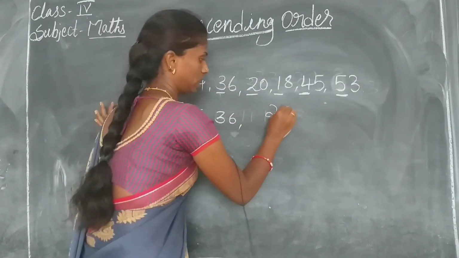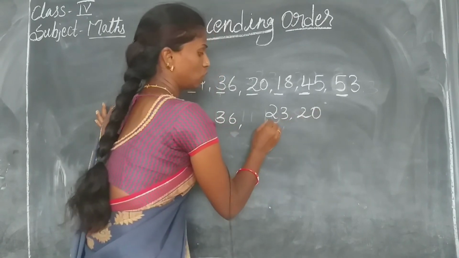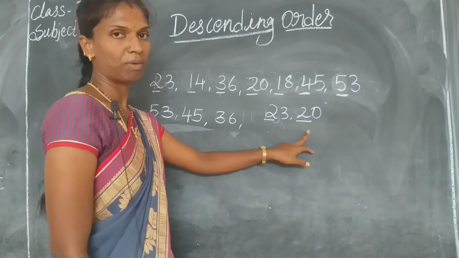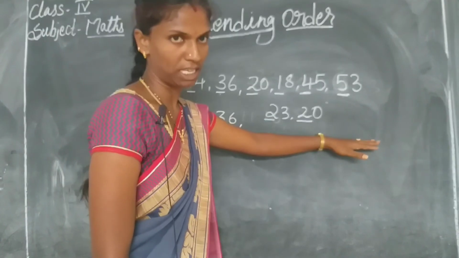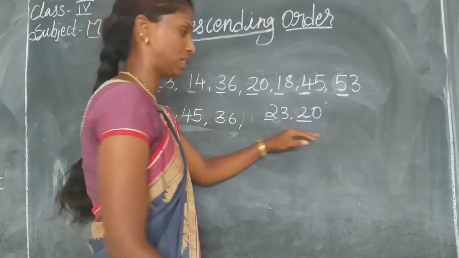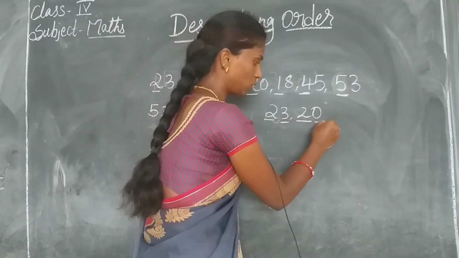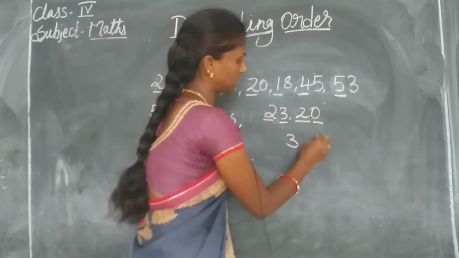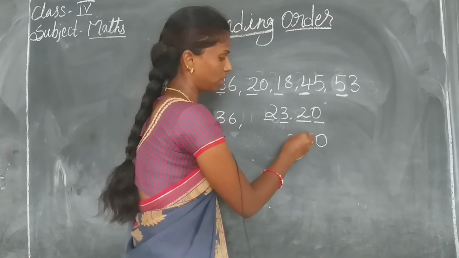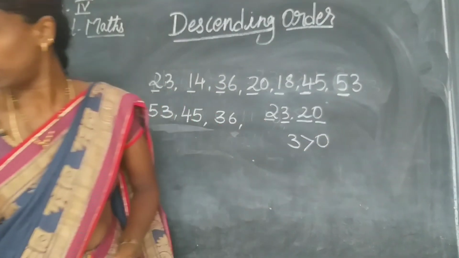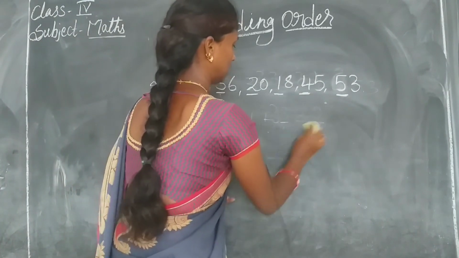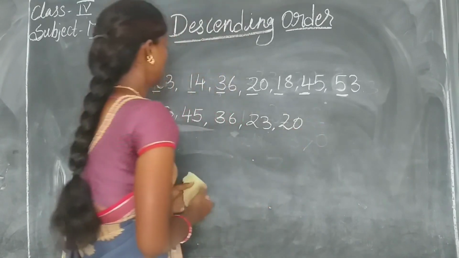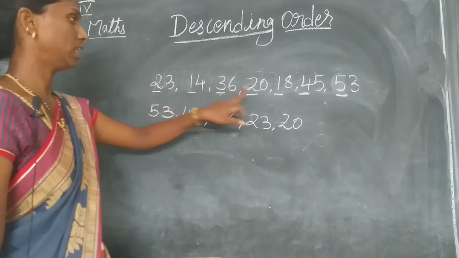And you can see here 23 is there, here 20 is there. The first digit for both the numbers is 2, same. So how do we compare? We have to move to the next place, that is the ones place. Here 3 is there, here 0 is there. Among 3 and 0, which is the greater number? 3 is the greater number. So the next number is 23, and after that 20.